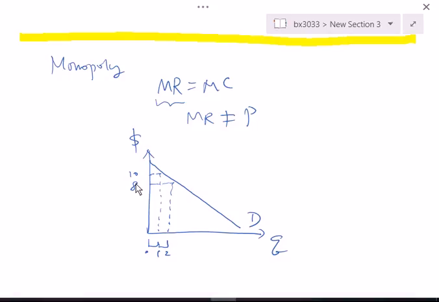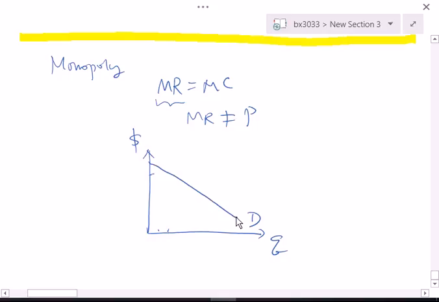Okay, because when I cut the price from $10 to $8, I need to cut the price for both these 2 units, not just the second unit, both the first unit and the second unit. So the marginal revenue decrease is less than price. So that's the demand curve. So now marginal revenue.